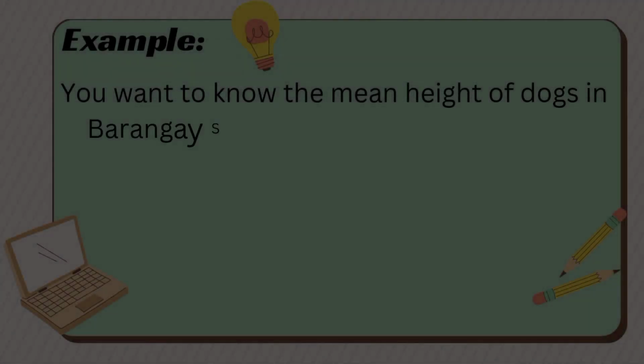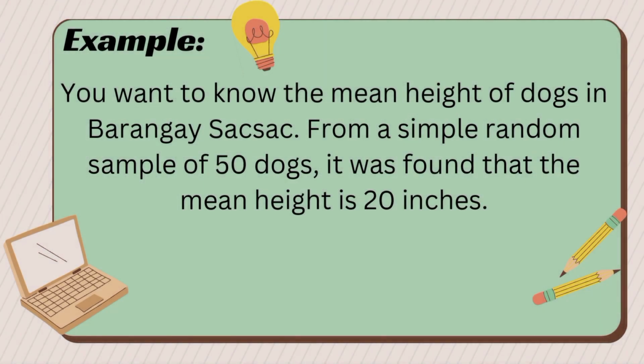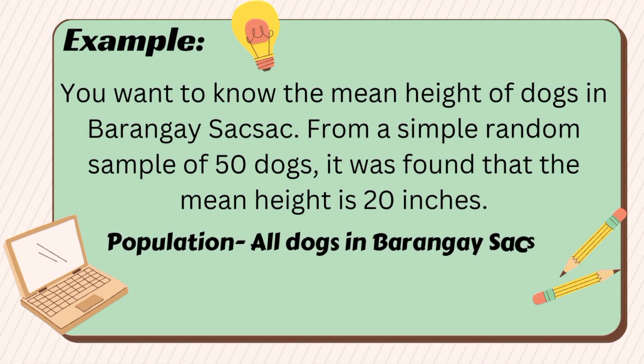Here's another example. The problem is: you want to know the mean height of dogs in Barangay Saksak. From a simple random sample of 50 dogs, it was found that the mean height is 20 inches. Let's identify the population of the given problem. Since the study is being conducted on dogs of Barangay Saksak, our population is all dogs in Barangay Saksak.